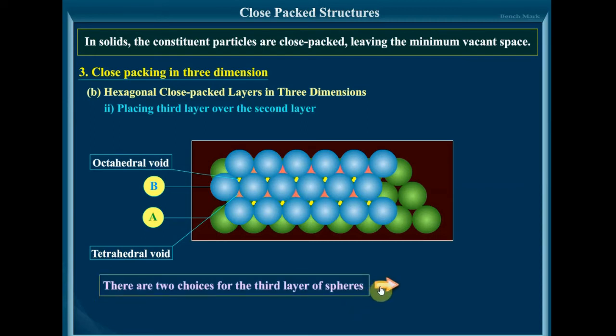That is, you can find here, one here. The third layer can be placed here or here. Here it is the octahedral void. Here is the tetrahedral void. So you can place the third layer in two ways.